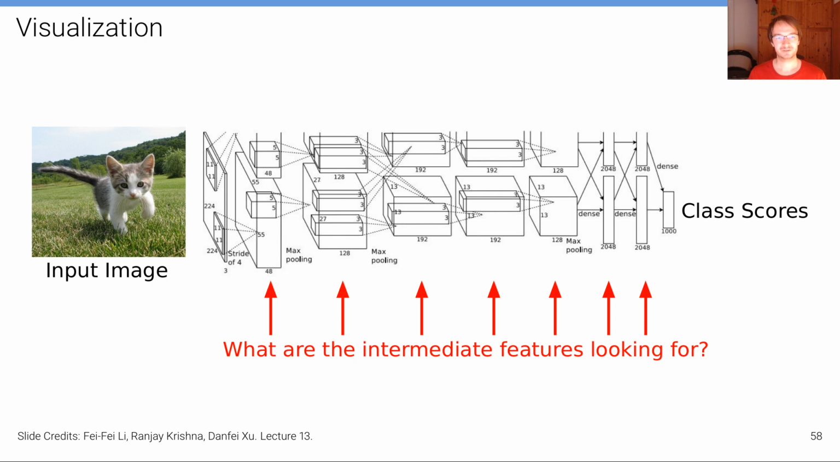So the question here is, well, after training such a deep convolutional neural network, which to the outside is just a black box where the parameters have been adjusted using gradient descent, what are the intermediate features or layers actually doing? What are they looking for? Can we somehow gain a better understanding of this?